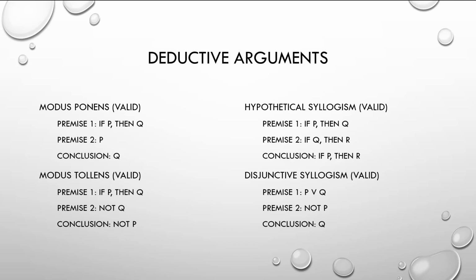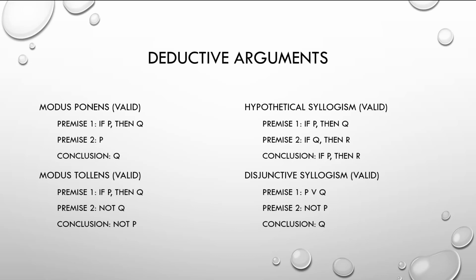A third one is the hypothetical syllogism, also sometimes known as a chain argument, and it's valid. If P then Q is premise 1, premise 2 is if Q then R, conclusion, if P then R. For example, if cheating is wrong, then cheating in class is wrong. Premise 2, if cheating in class is wrong, cheating on this test is wrong. Conclusion, if cheating is wrong, then cheating on this test is wrong.